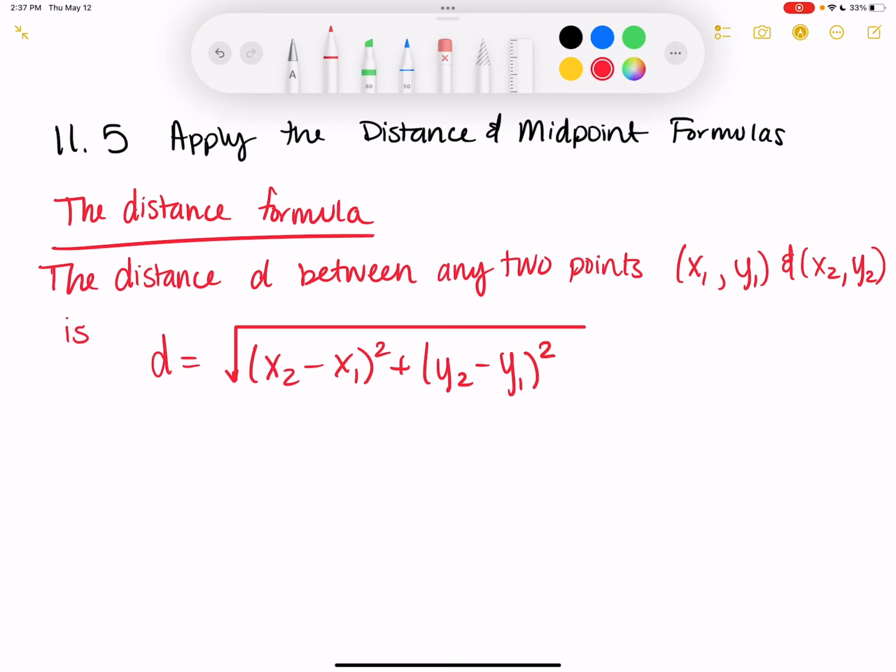What? This looks confusing. It's just the distance formula. You have an x and a y and an x and a y. So it's this x minus this x squared plus this y minus this y squared. And then you take the square root of it all.